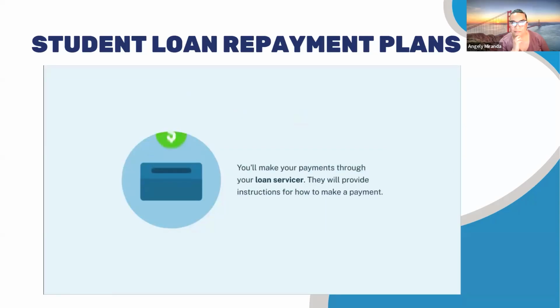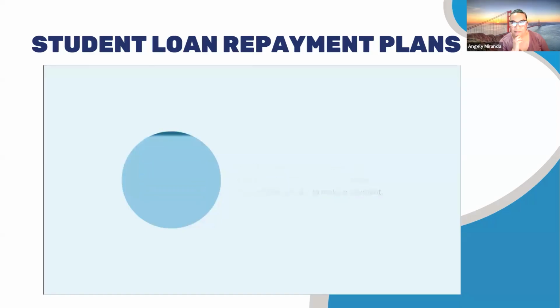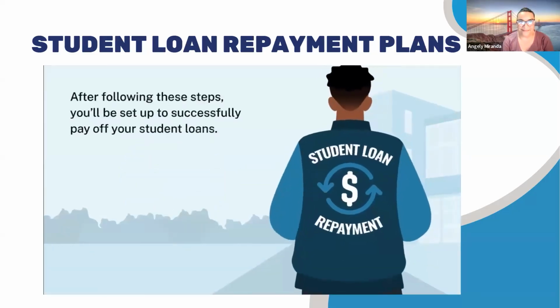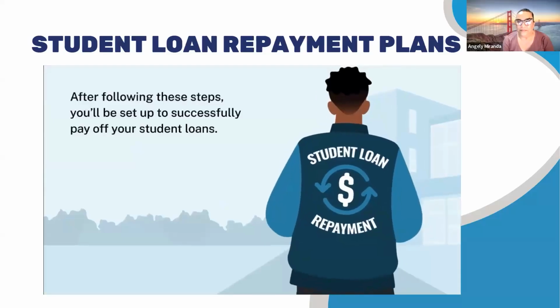You'll make your payments through your loan servicer. Your servicer will provide instructions for how to make a payment, so if you have any questions, make sure to follow up with them. To stay on track with payments, you have the option to set up autopay. Your payment will automatically be taken out of your bank account each month, and you'll get a 0.25% interest rate deduction on direct loans. After following these steps, you'll be set up to successfully pay off your student loans.